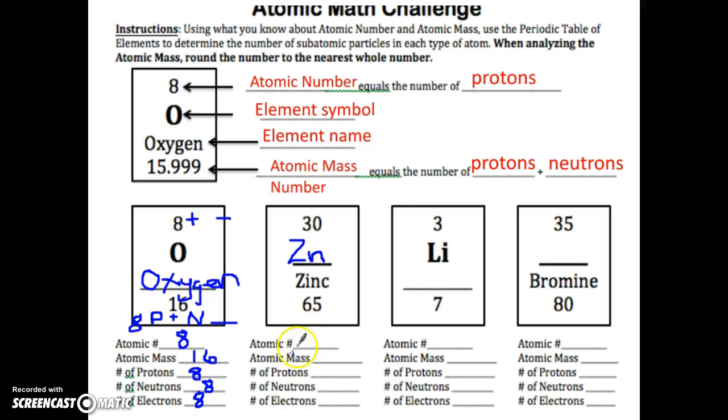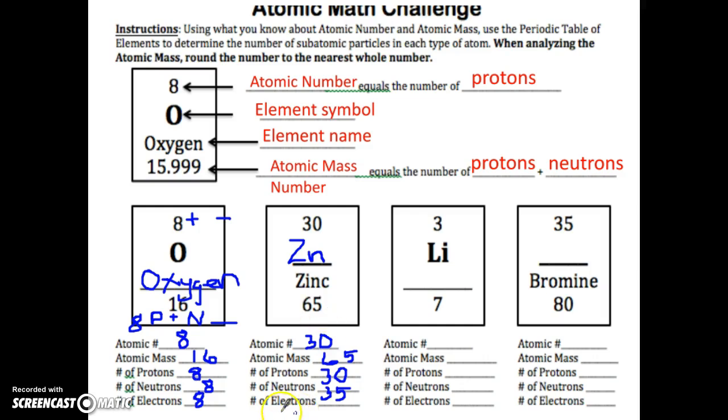All right, so the atomic number is 30, the top number, and the atomic mass, the bottom number, is 65. Because the atomic number is the number of protons, I know that there are 30 protons in an atom of zinc. To find the number of neutrons, I just go atomic mass minus the atomic number. So 65 minus 30 is 35. So I know that there are 35 neutrons in one atom of zinc.